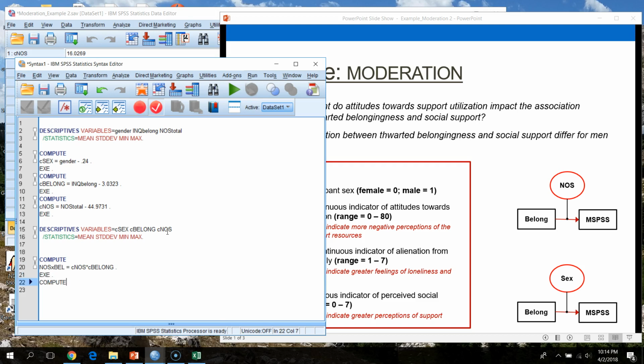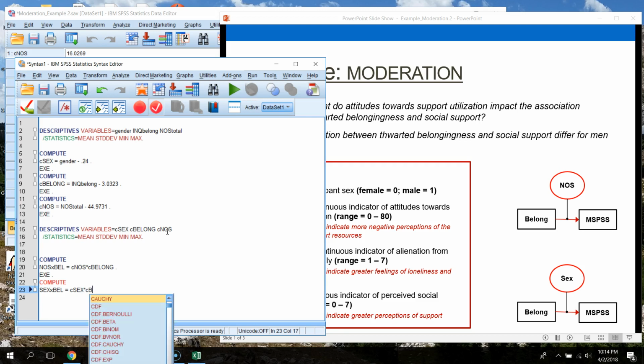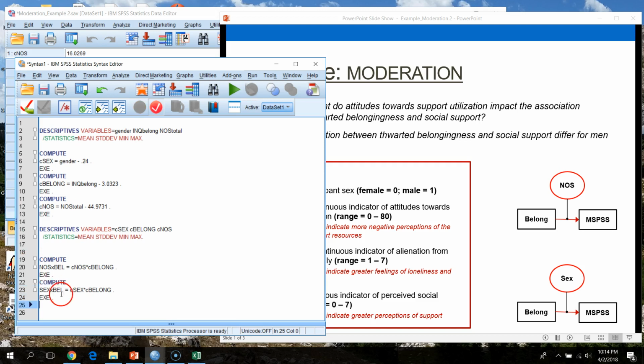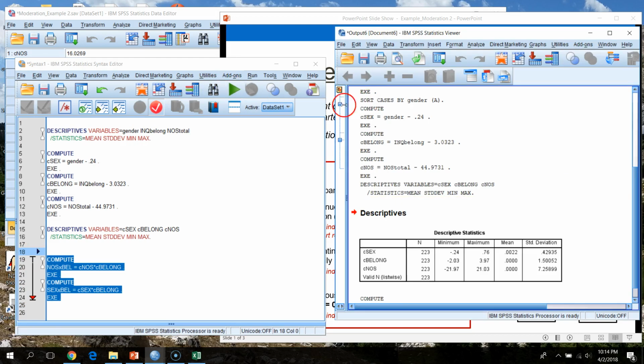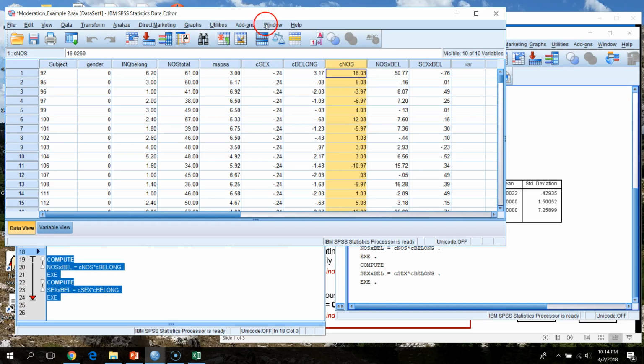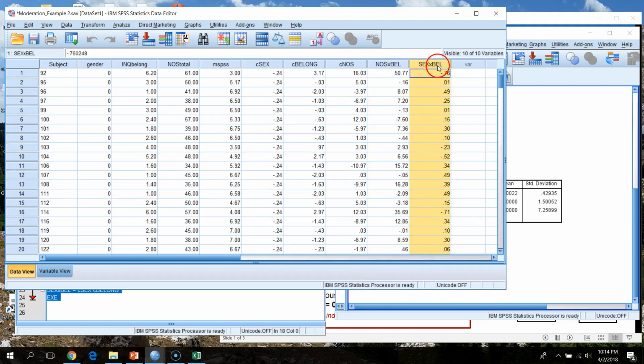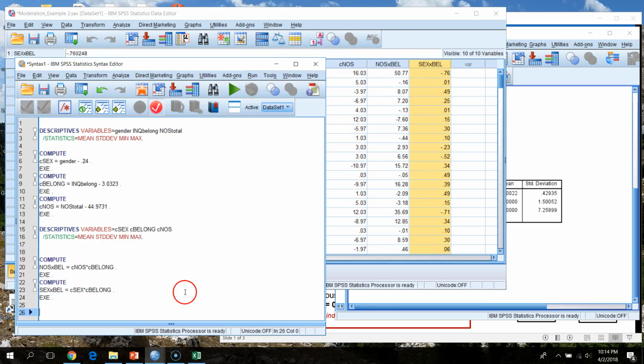And then we go compute. We'll call this sex by belonging, and it's going to be centered sex times centered belong. All right, and this should go through with no errors. Looks like I entered everything correctly, and so here I see my interaction for belonging and sex times belonging. Okay, so here are my new variables that I've created for these analyses.